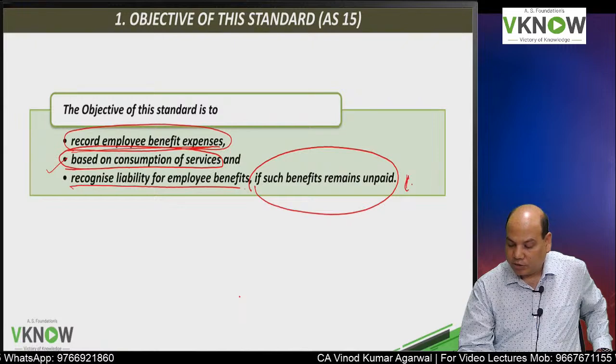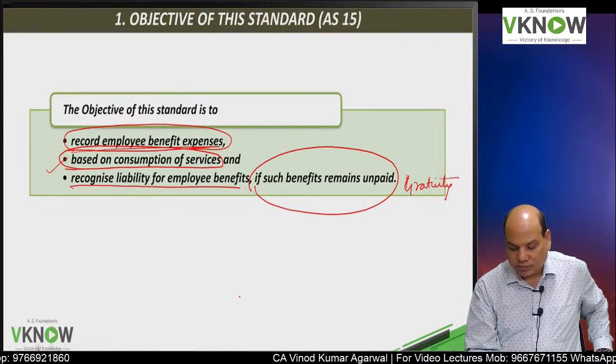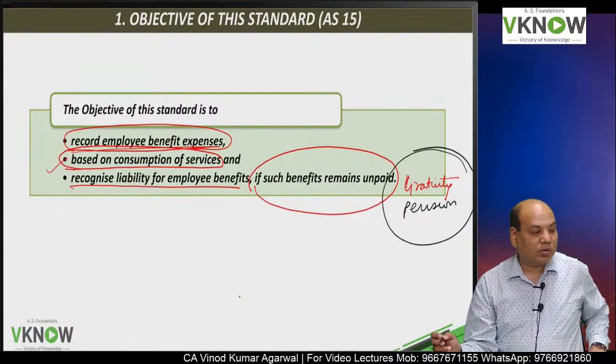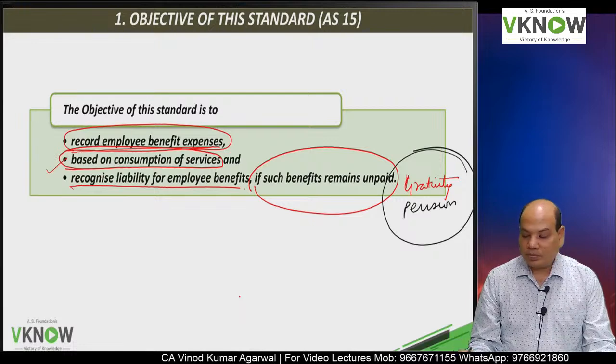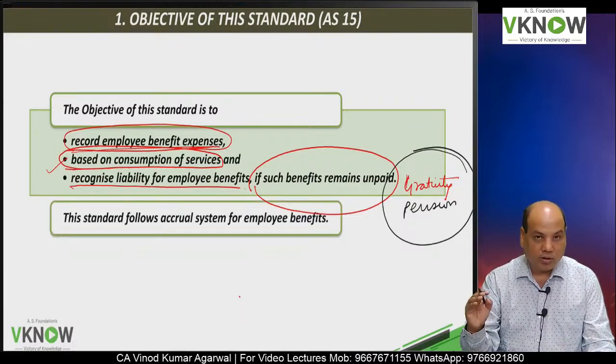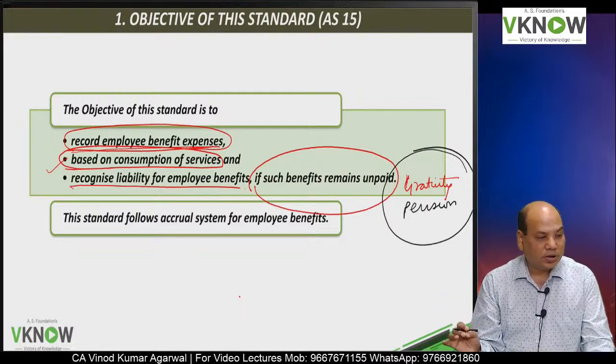Like for example, gratuity. Employee has rendered the service but gratuity will be paid after he retires. Or for example, pension. So how to do accounting of such expense where the employee has rendered the service but the benefits are not yet paid. It will be paid on or after the retirement.